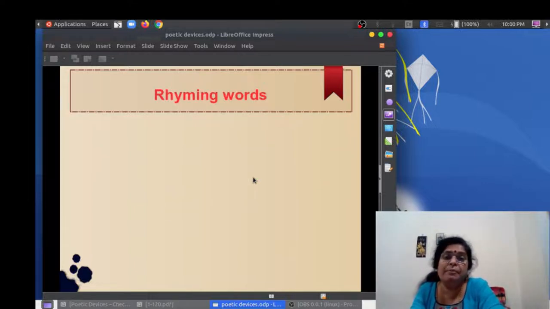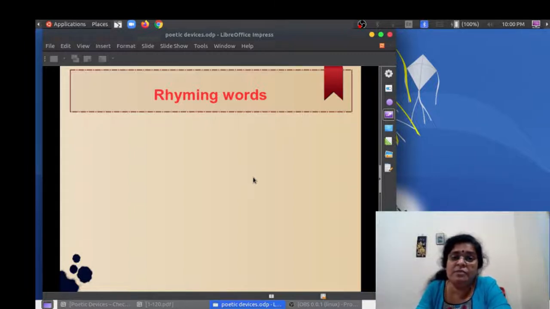First of all, rhyming words. Can you find out the rhyming words from the first stanza of the poem? Look at your text, read the first stanza and try to find the rhyming words. Pause the class and write down the rhyming words from the first stanza in your notebook. I hope you have written the rhyming words. Now, let us check whether your writing is correct or not.